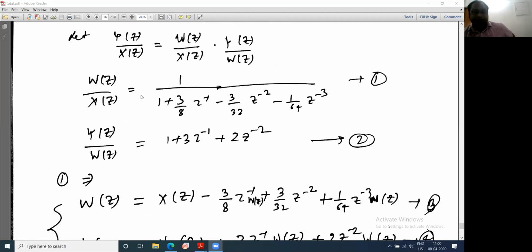From this I am finding W(z). If you multiply W(z) with this and X(z) with this, these terms will be on the left-hand side, so I am taking them to the right-hand side, which means positive becomes negative and negative becomes positive. So that will be X(z) minus 3/8 z^-1 W(z) plus 3/32 z^-2 W(z). Of course, W(z) is missing here, you should see there is also W(z) here, and this is 1/64 z^-3 W(z). Everywhere there will be W(z). Agreed?